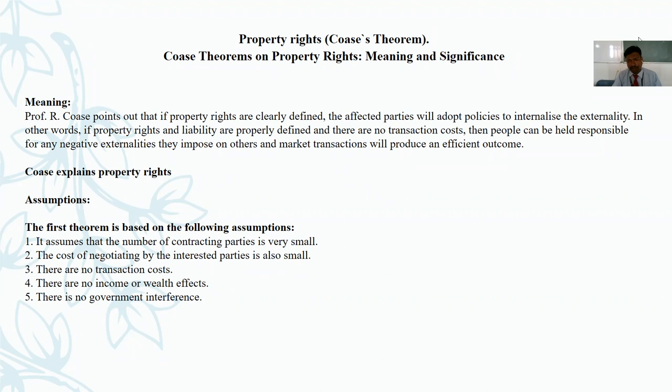Now we are going to apply this Coase theorem. Our Coase theorem has a first theorem and a second theorem. The first theorem talks about the mutual understanding between the polluter and the third party, and the second theorem talks about the intervention of the government. In the first theorem, we don't have any government intervention. Fine.